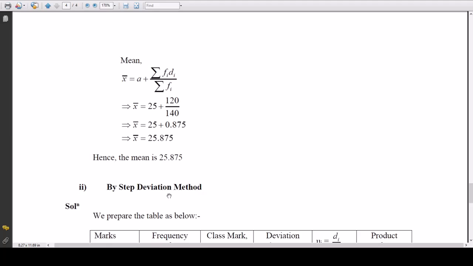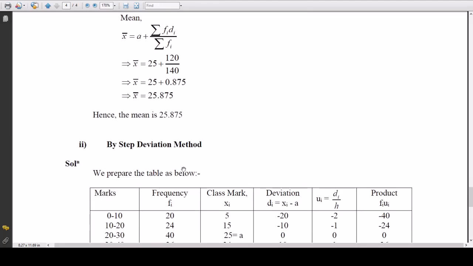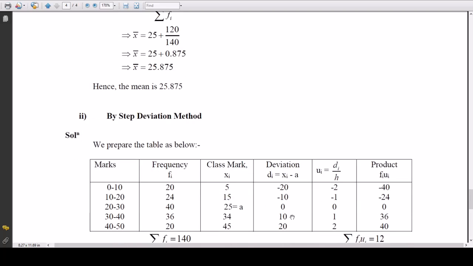Okay, now by this third method, like in the second method, the first, second, third columns, and here the fourth, will be the same. First column, second column, class mark is the same, deviation also the same, but what is different here is that you have to find the value of ui. How will you get ui? di divided by h. What is h? h is the width of the class interval.